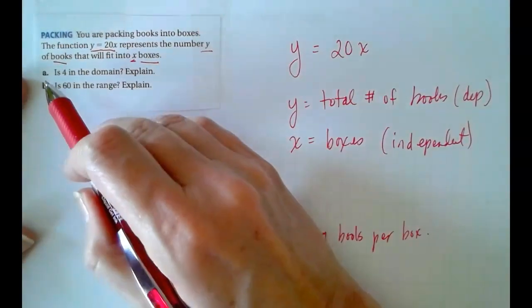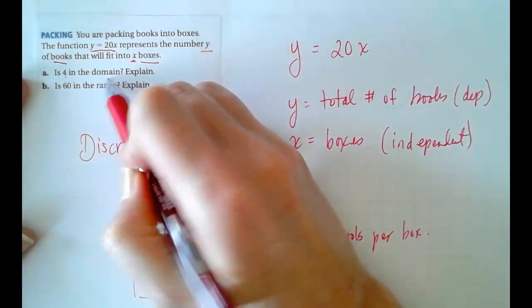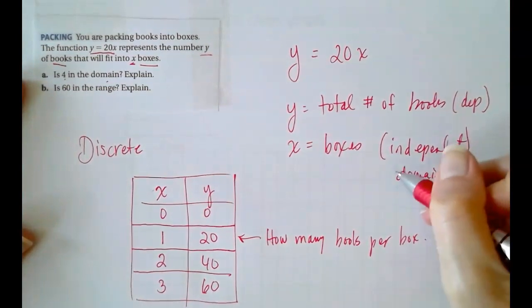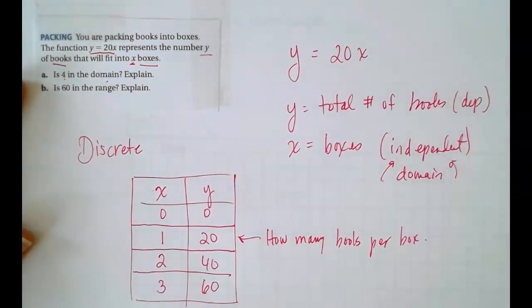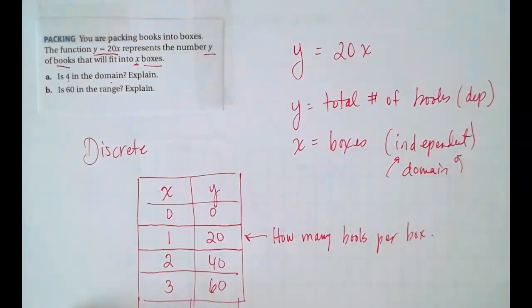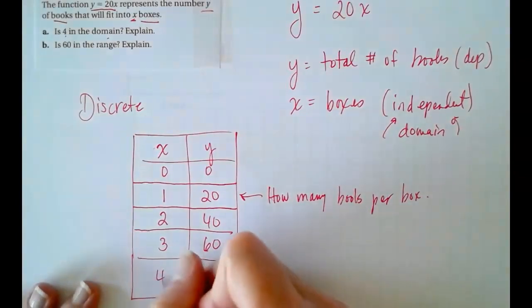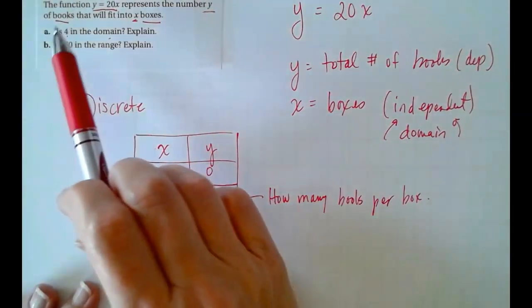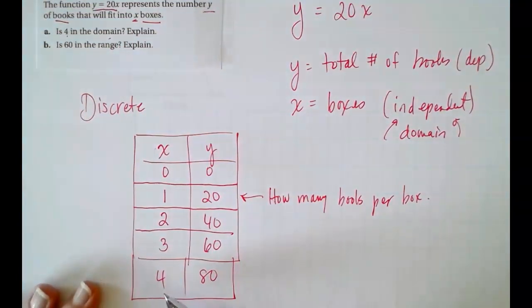Let's look at A. Is 4 in the domain? Well, remember, domain, you learned this in pre-algebra, has everything to do with the independent variable. So could we keep going here with our chart? Of course we could. Could we have 4 boxes? Of course. That would give us 80 books. So is 4 in the domain? Yes, 4 is a plausible domain value.